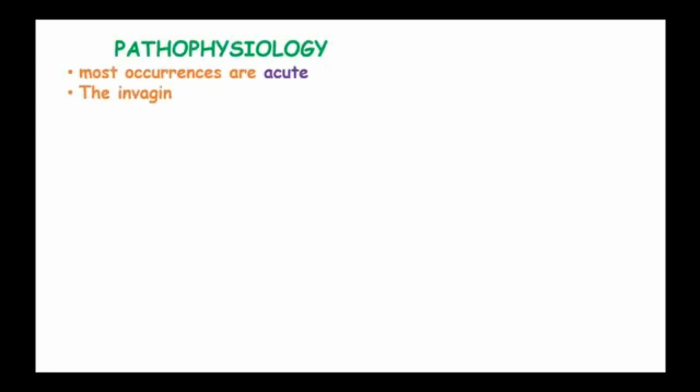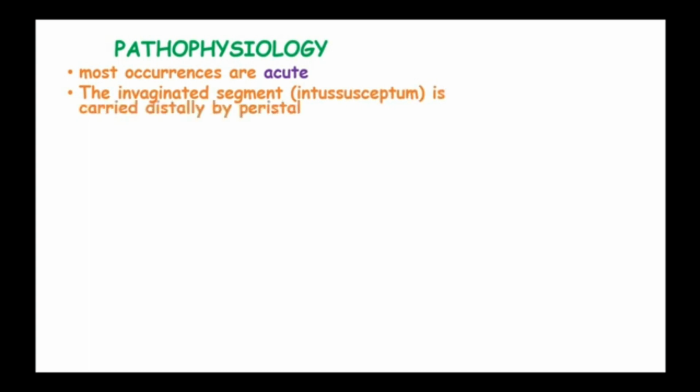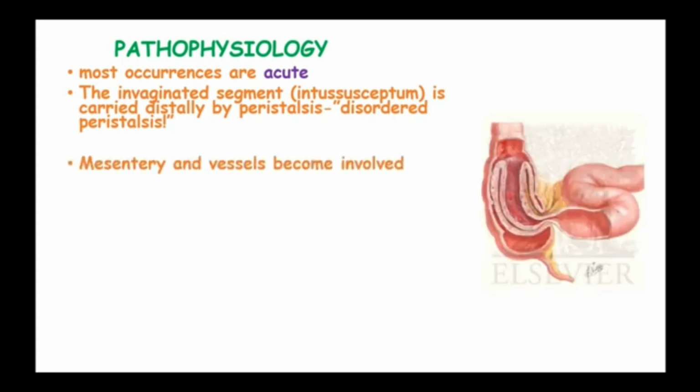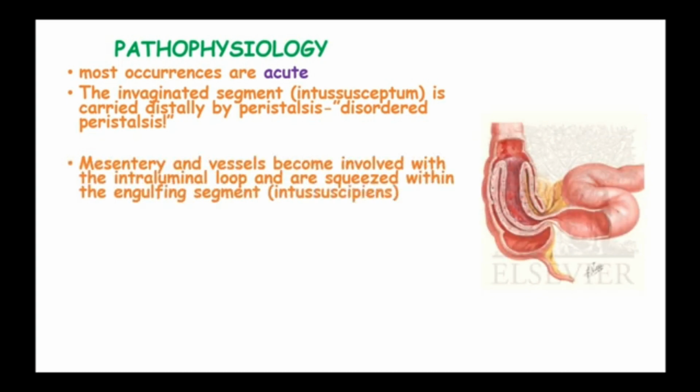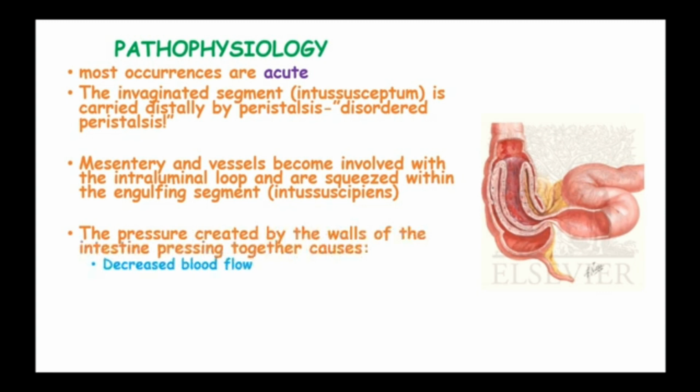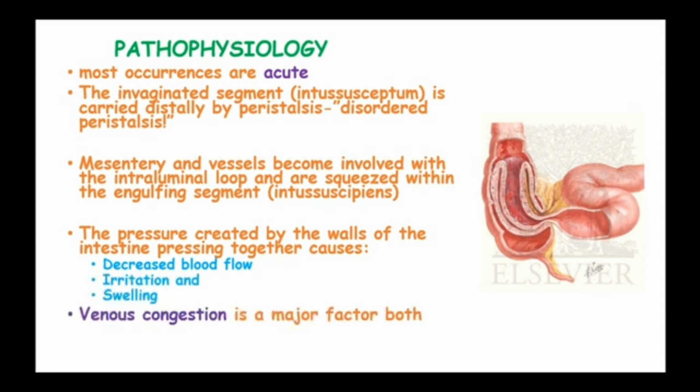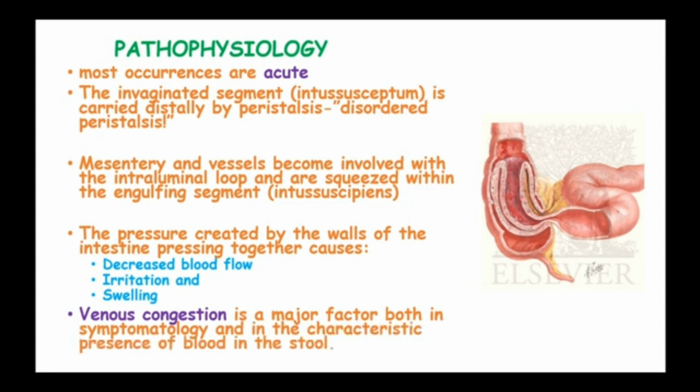Pathophysiology: most occurrences are acute. The invaginated segment of the bowel is carried distally by peristalsis, disordered peristalsis. Mesenteric vessels become involved with the intussuscepted loop and are squeezed within the engulfing segment. The pressure created by the walls of the intestine pressing together causes decreased blood supply, irritation, and swelling. Venous congestion is a major factor both in symptomatology and in the characteristic presence of blood in the stool.